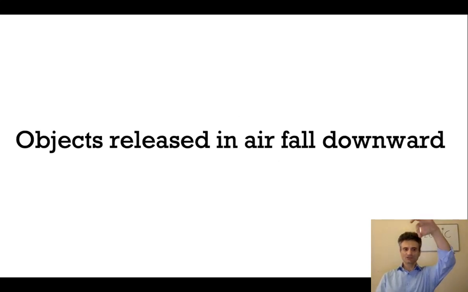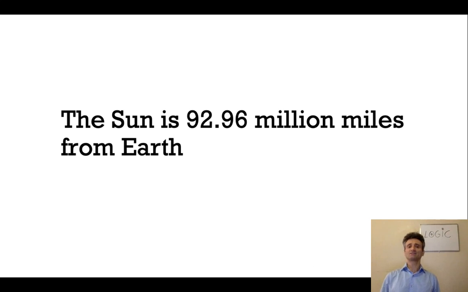What about this? Objects released in air fall downward. Well, objects are not defined as those things that fall downward when released in air. That's something you discover through experience. The sun is 92.96 million miles from Earth. This, once again, is something that you discovered through experience. You cannot know this by the definition of the sun. So it's a synthetic statement.